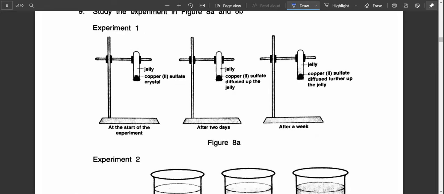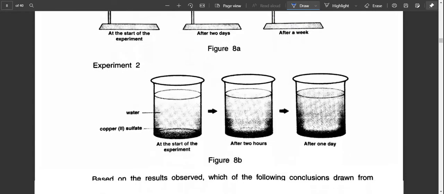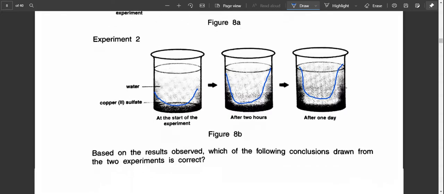At the start of the experiment, you can see there's copper sulfate in a jelly, and you can see that it slowly diffuses up. It's not very clear, but at the very end, you can see that it goes further up. If you don't see the diagram, it says here: diffuse up the jelly, diffuse further up. In experiment 2, at the very beginning it only covered until here, and it spread out even more, way more.